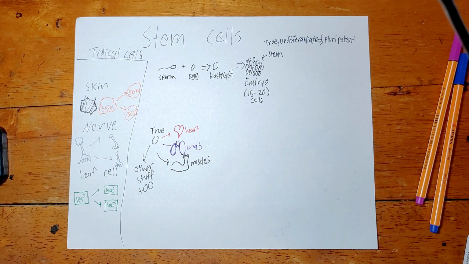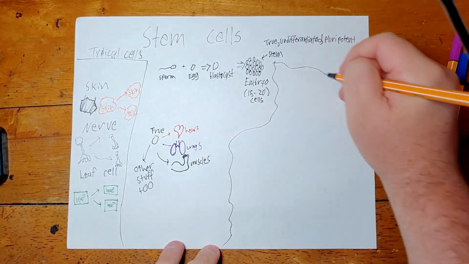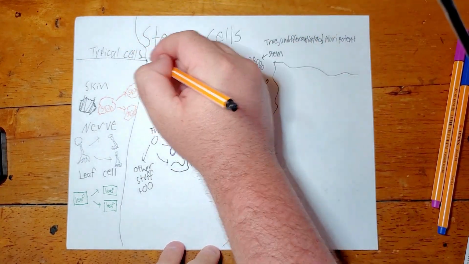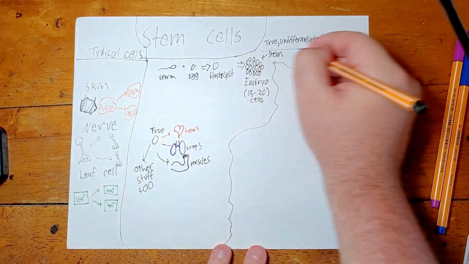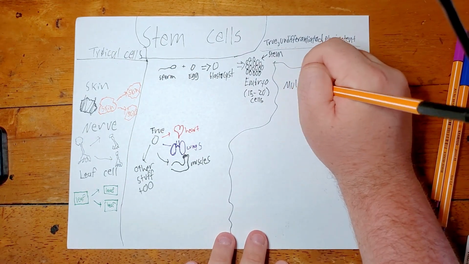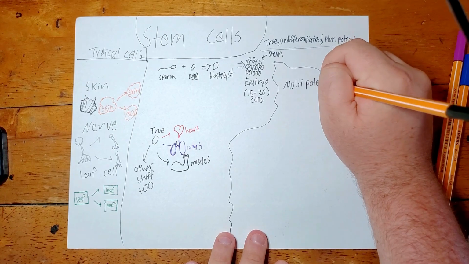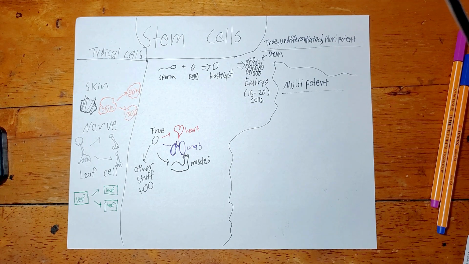Now, there is another, so let's just draw a squiggly line here. Okay, so we'll separate these out. We've got true stem cells over here. And then there's another kind of stem cells. These are called multipotent stem cells. And these bad boys are still super duper cool, but they're not quite as cool as the true stem cells.